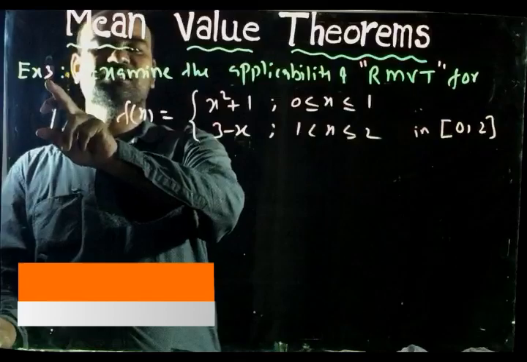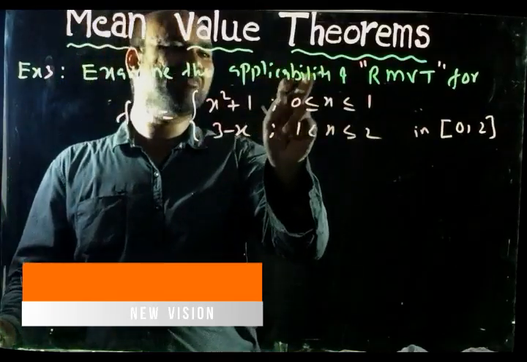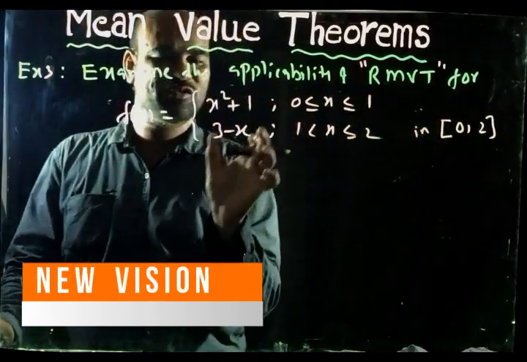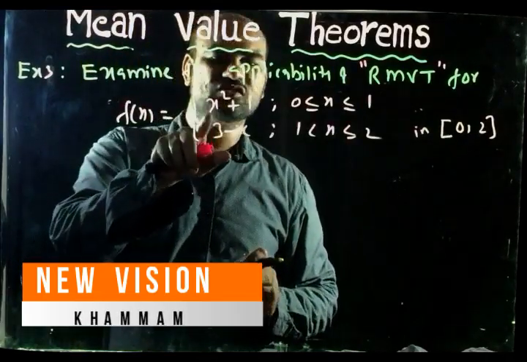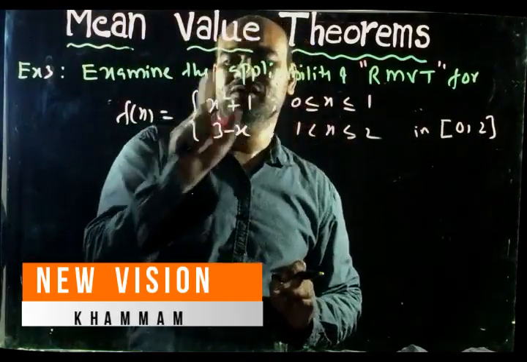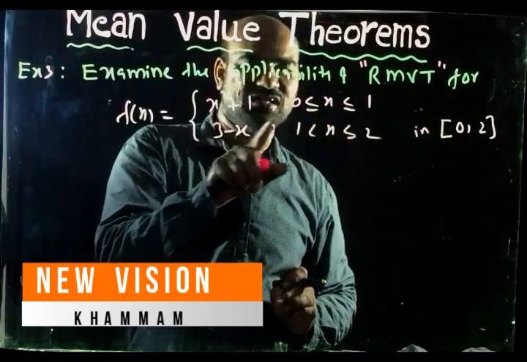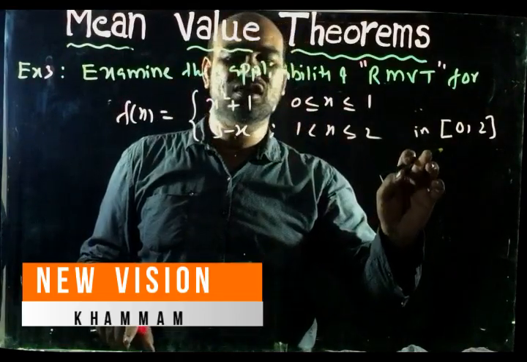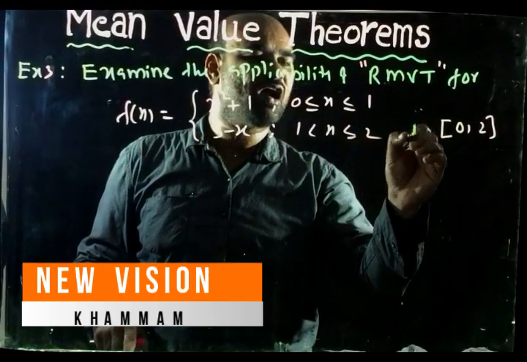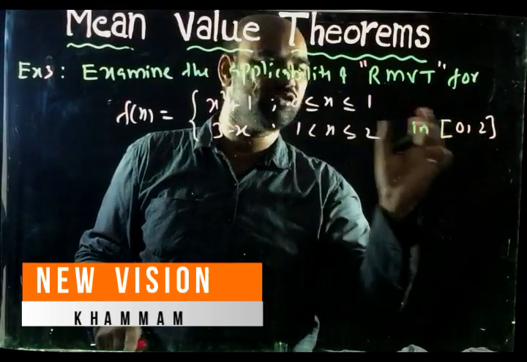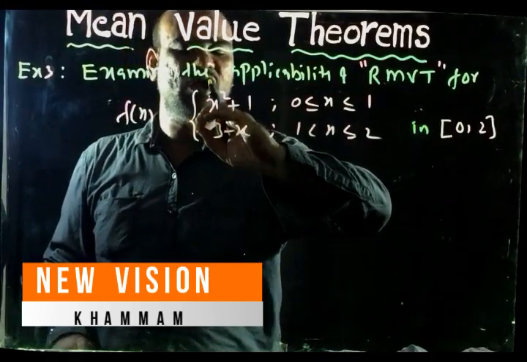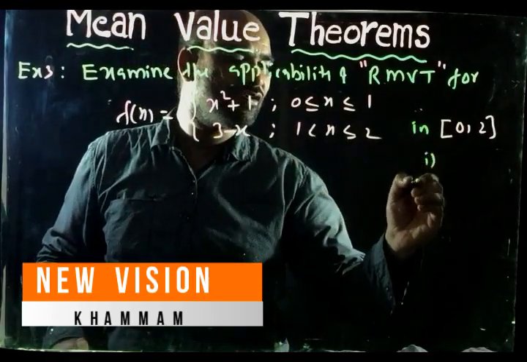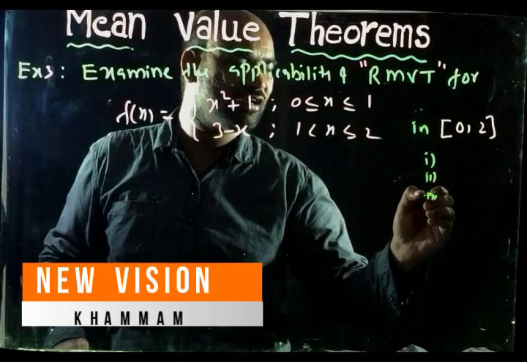Another example. Example 3. Examine the applicability of RMVT for this function. Interesting function, a piecewise function. f(x) is x square plus 1 under this domain and 3 minus x under this domain. We want to check the applicability of RMVT in the interval 0 to 2. So this is a polynomial function.